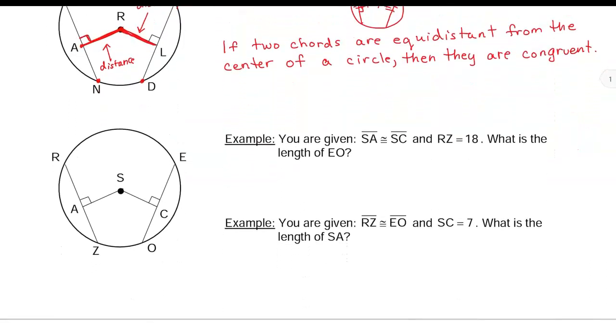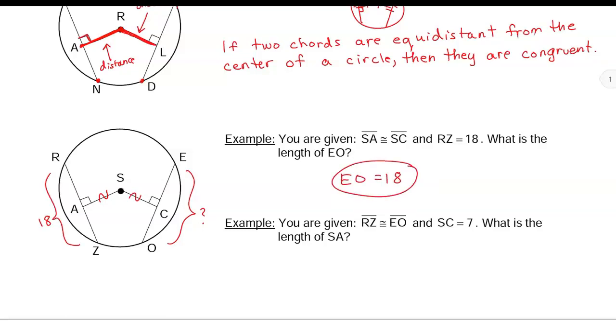For example, you are given segment SA is congruent to segment SC. I will mark SA congruent to SC. RZ is 18, so the chord has a length of 18. What is the length of EO? That would be the other chord. What's the length of that chord? Well, since the chords are equidistant from the center of the circle, then they are congruent. If RZ is 18, then EO is 18.